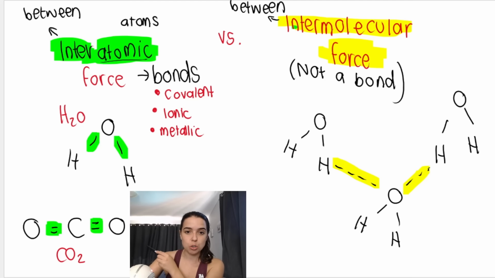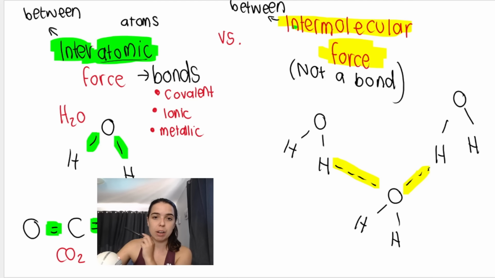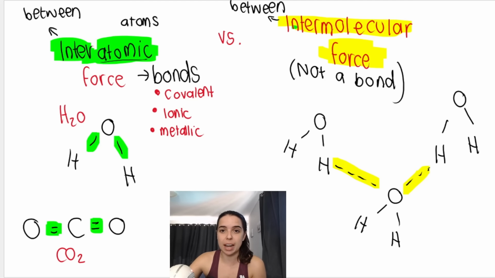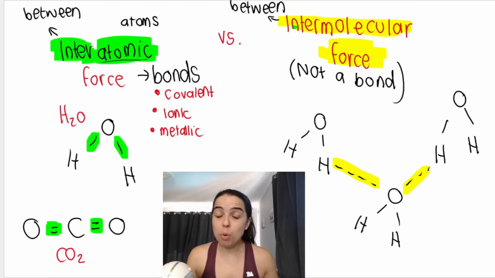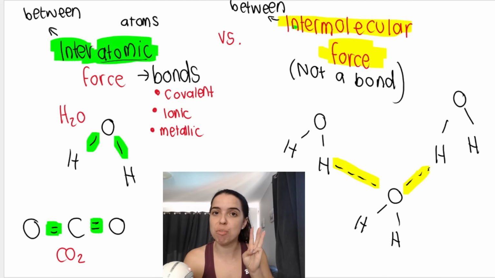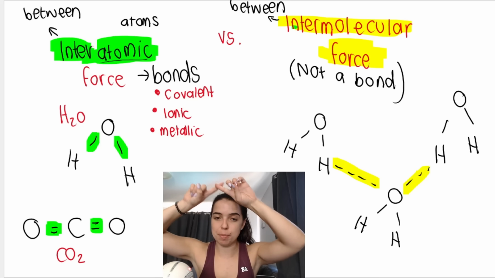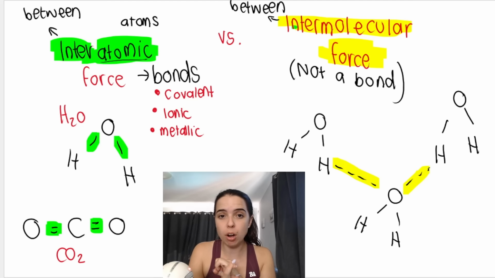Here you can see the CO2 molecule, and I've highlighted the bonds or the interatomic forces in green. Okay, it's between atoms. Intermolecular forces are not bonds. Another important thing that you need to know in this video is that we have 3 types of bonds. These are 3 types of interatomic forces, and I've listed them up there. You did learn about them in grade 10, but they are covalent bonds, ionic bonds, and metallic bonds.